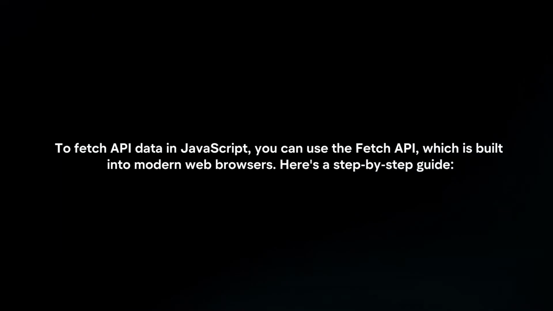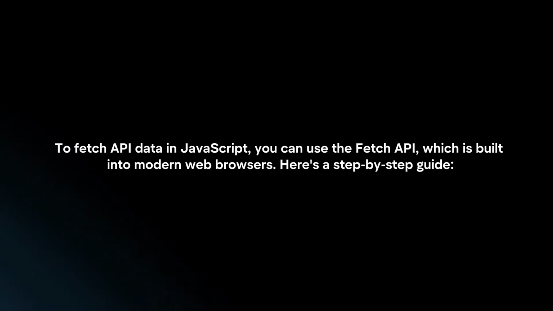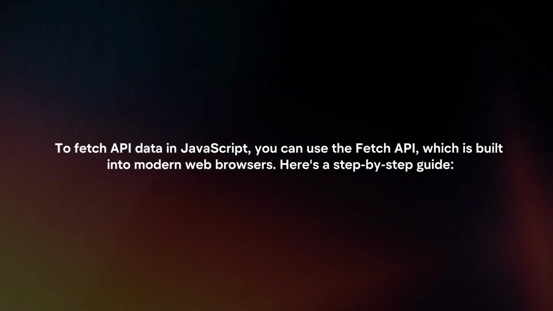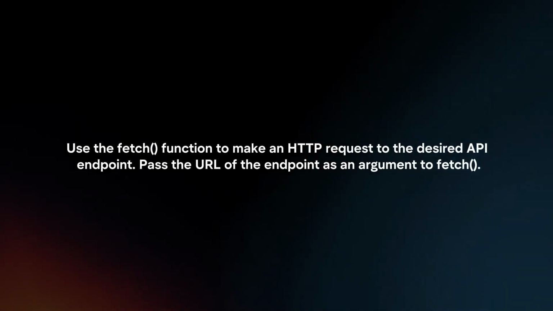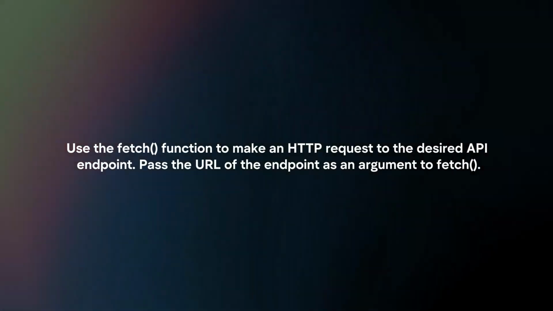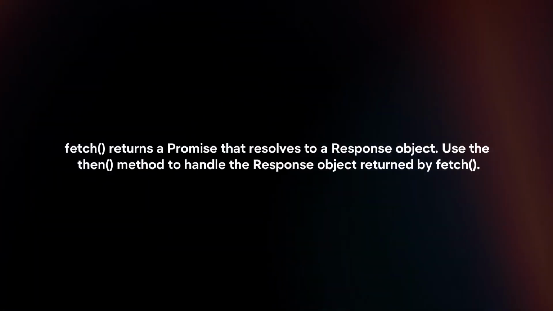To fetch API data in JavaScript, you can use the Fetch API, which is built into modern web browsers. Here's a step-by-step guide. Use the fetch function to make an HTTP request to the desired API endpoint. Pass the URL of the endpoint as an argument to fetch. Fetch returns a promise that resolves to a response object.